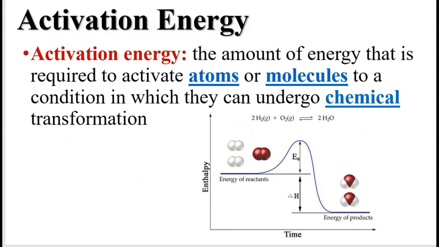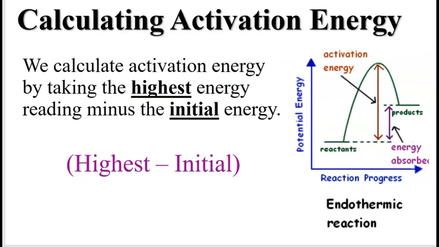And we have another term, activation energy. Activation energy is just the amount of energy that is required to activate atoms or molecules to a condition in which they can undergo chemical transformation. We can calculate activation energy by taking the highest energy reading minus the initial. So here is where our highest would be. If we're looking at our graph, it's going to be at the top minus the initial. So where it began. Highest minus the initial.